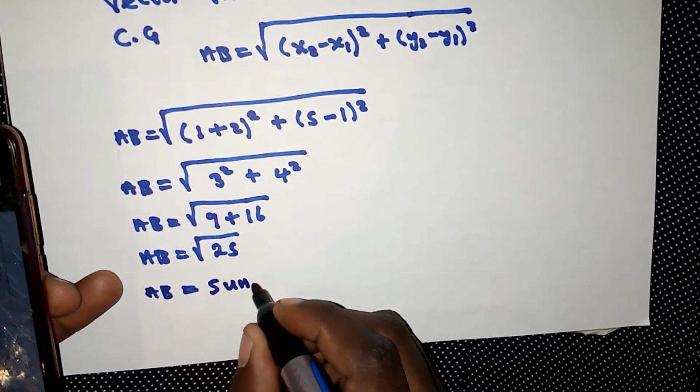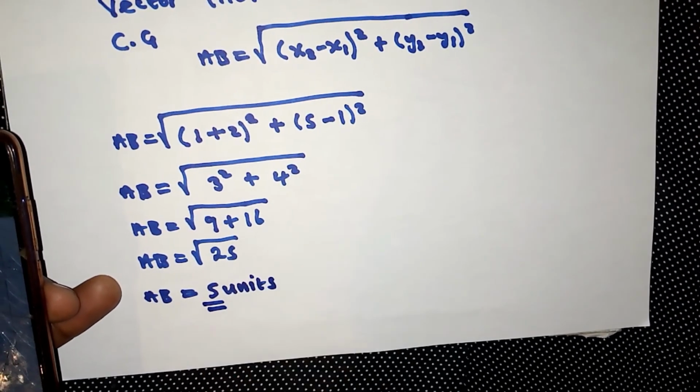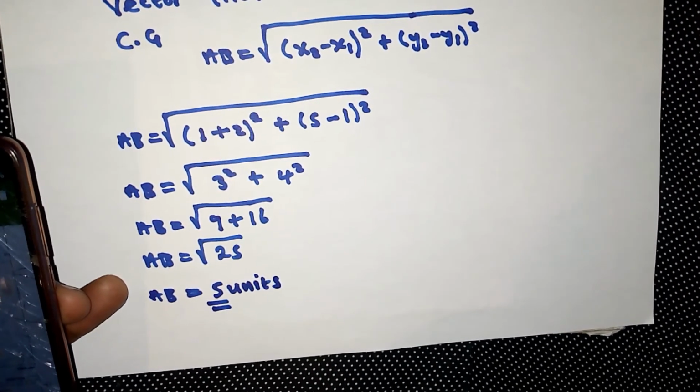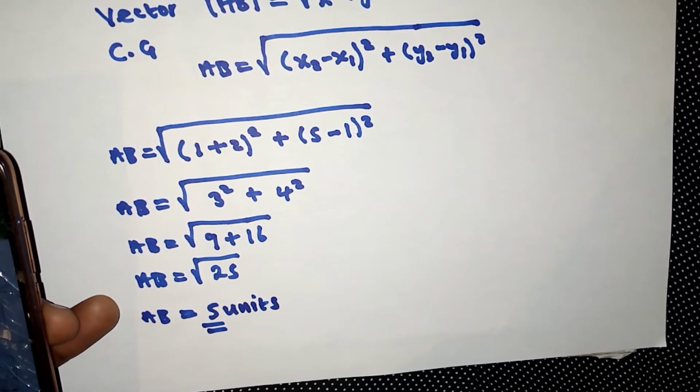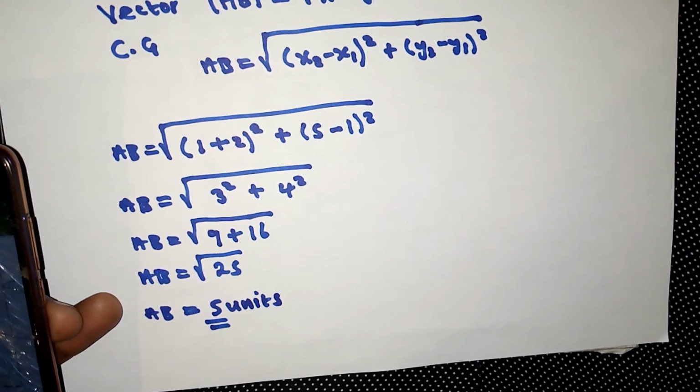So therefore, the length of vector AB, or the magnitude of vector AB, is 5 units.